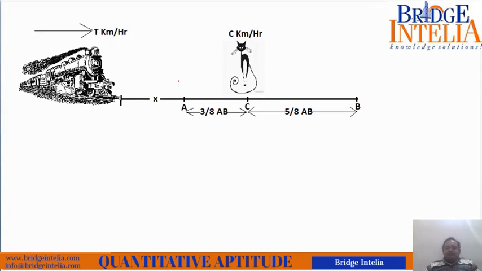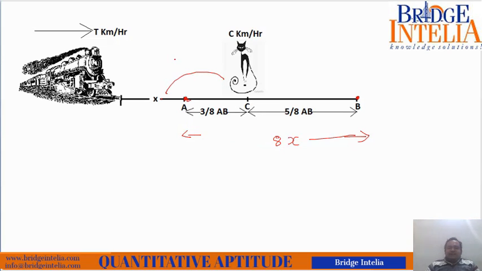So here is the diagram. These are the two end points of the tunnel, A and B. Let's assume the total distance to be 8x. Why are you assuming this to be equal to 8x? Because we need to find 3 by 8, so it's convenient if we make it a multiple of 8. So the distance between A and B can be written as 8x.